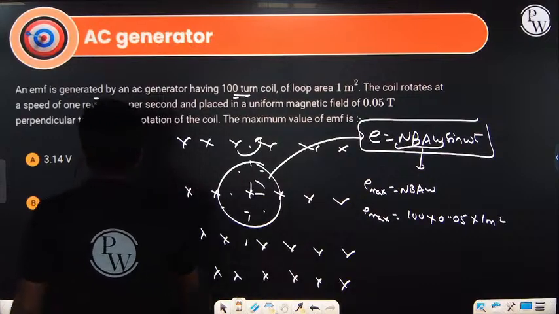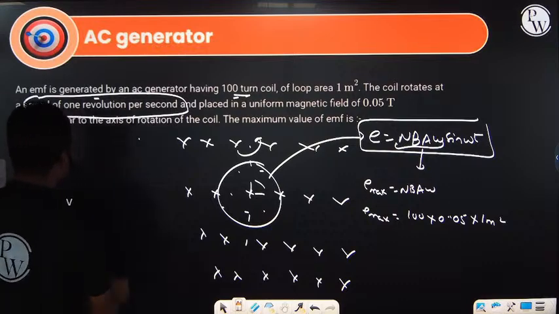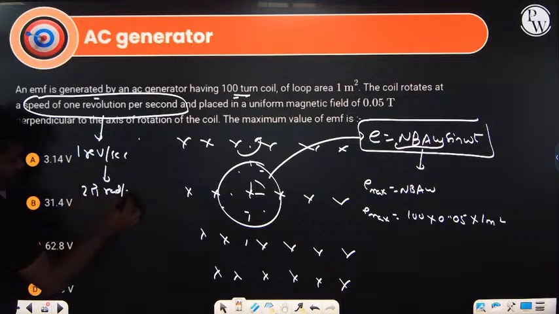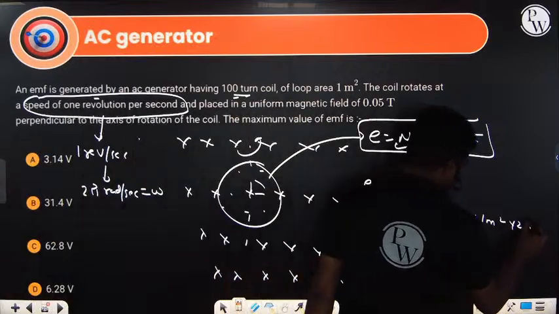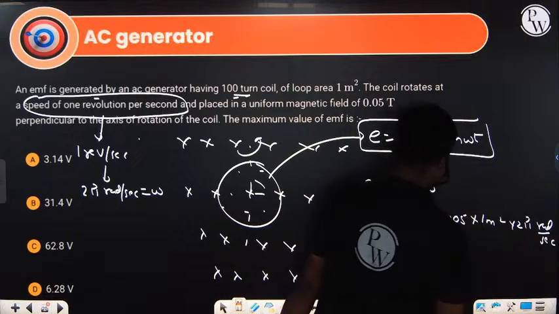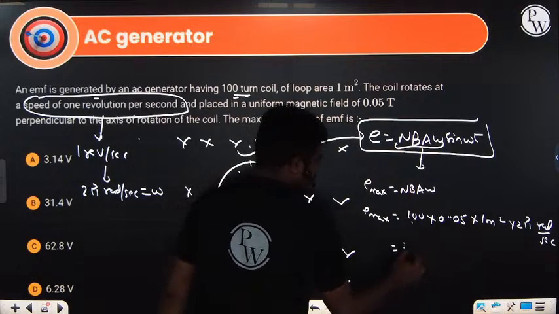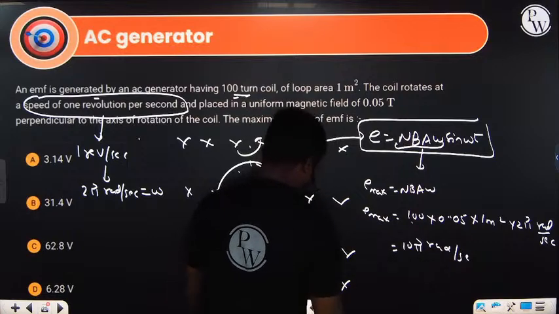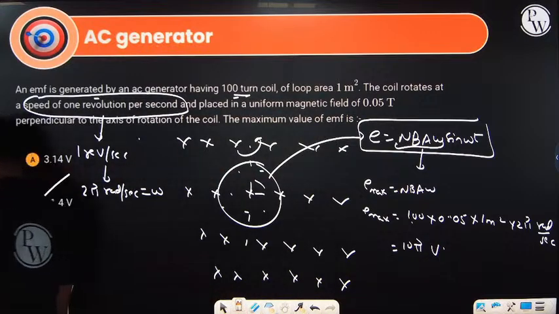Next. At a speed of 1 revolution per second. How much is the speed? 1 revolution per second. If we convert into radians, 1 revolution means 2 pi radian per second. So this is what we have as omega. Now solving this, we get 0.05 into pi into 2, which gives 10 pi. So the answer is 10 pi volt, and with pi as 3.14, it is 31.4.